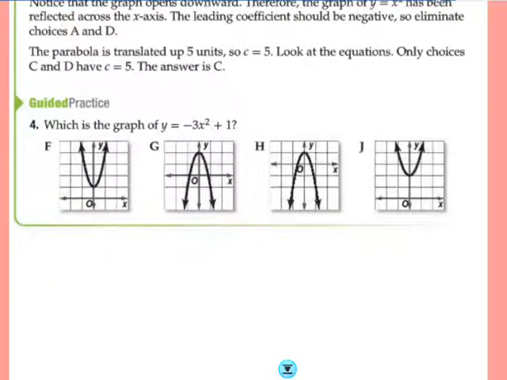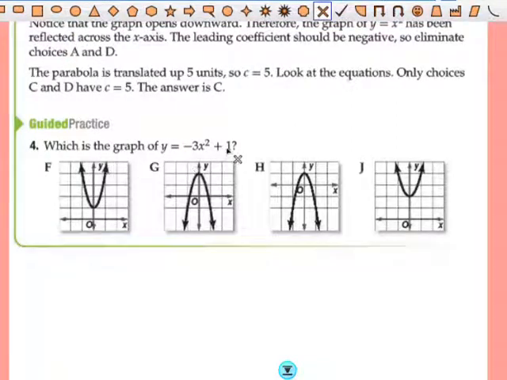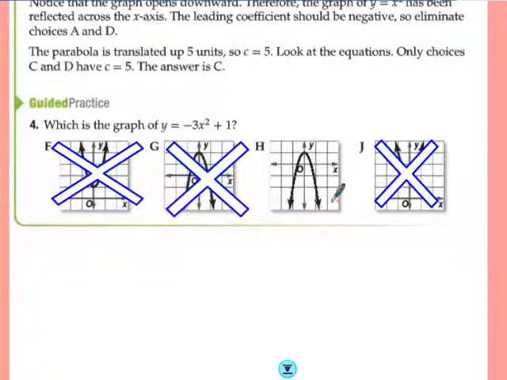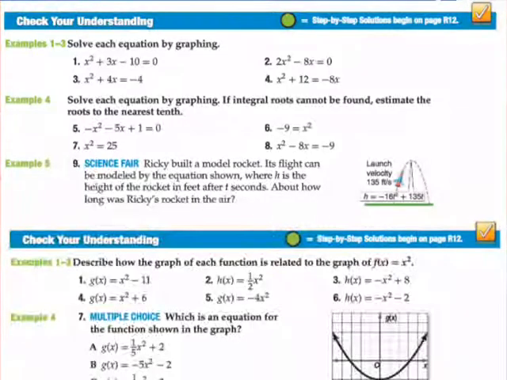So let's take a look at number 4. This has been shifted up 1. Let's start there. This one's up 2, so that can't be it. This has been shifted up 1. Here we have a negative exponent, so we know it's opening down, so it's not F. So really simply, the answer is H. Okay. That's it for this. There's a lot here that you can do in your calculator. This would be good for us to get good at using our calculators.